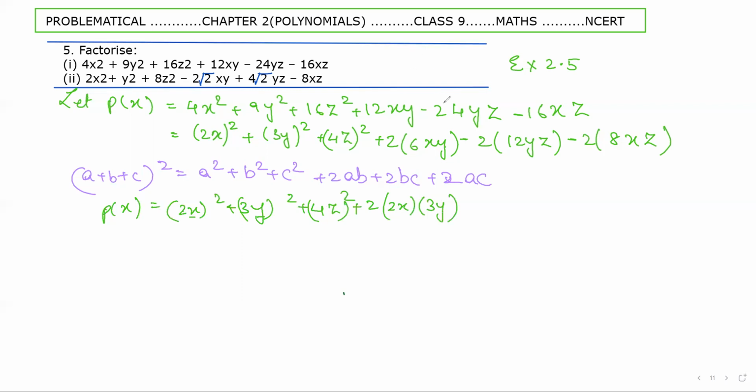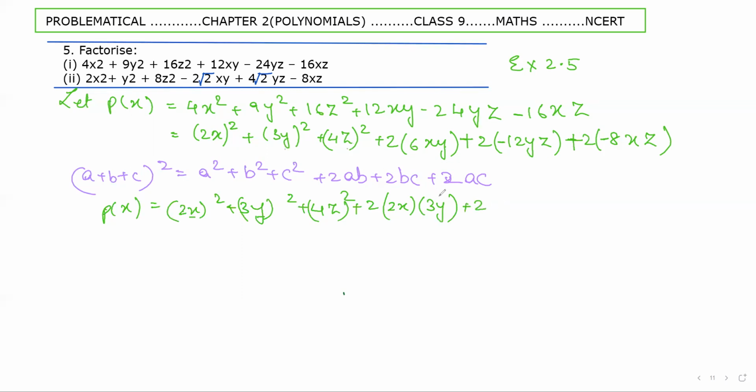Next, here you have a minus sign and here you have a plus sign. So let's place the minus sign inside the bracket. If you place the minus sign inside the bracket, it would look like this: plus and minus sign goes inside. Similarly, in the third term as well, I'm taking the minus sign inside. Why am I taking it inside? Because in your formula, all signs are positive. So plus 2 times, now yz.